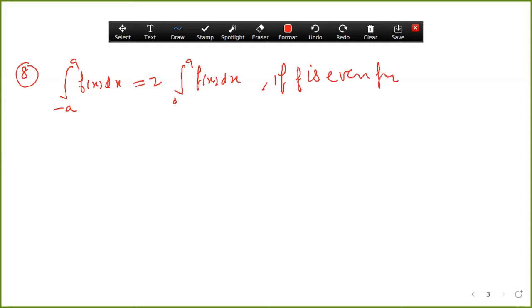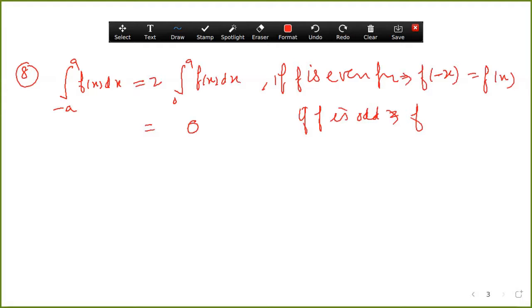Now, what is the meaning of an even function? It means when you are putting minus x in the place of x, you are getting the function f(x). The integral is equal to 0 if the function is odd. Odd means when you are putting f(-x), getting the value minus of f(x), then the function is an odd function.